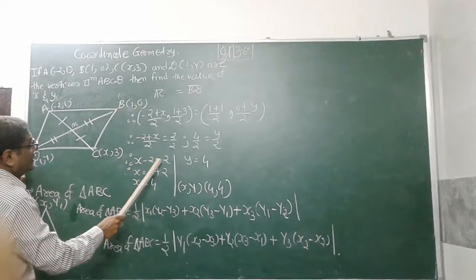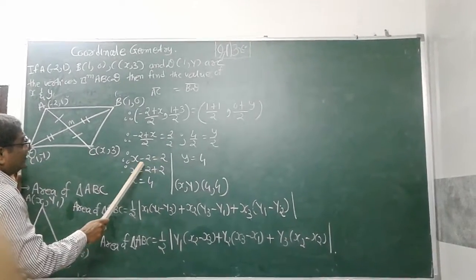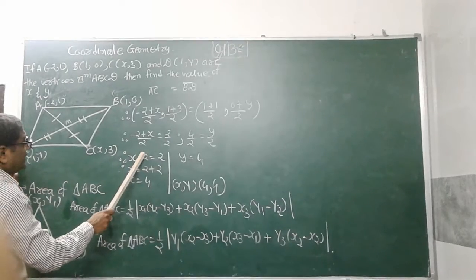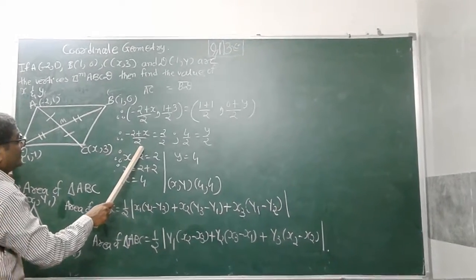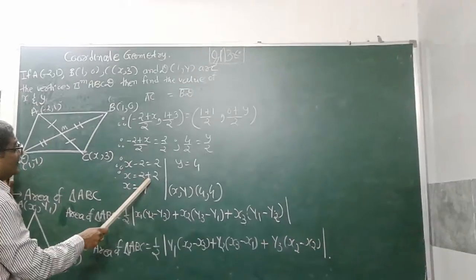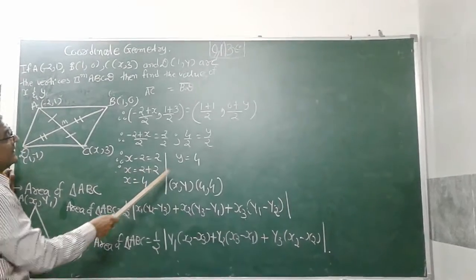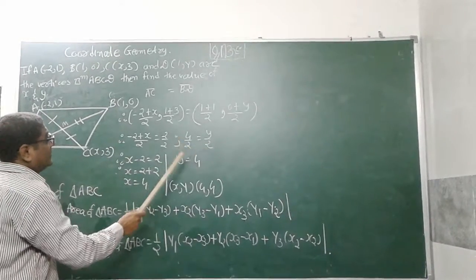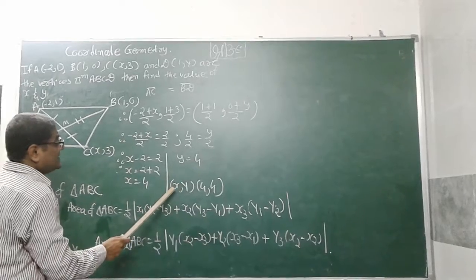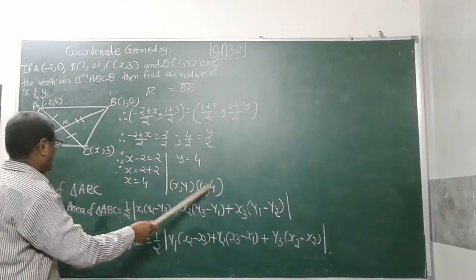So x minus 2 is equal to 2. Therefore x is equal to, according to application of linear equation, minus 2 shifts from left to right and becomes plus, so x is equal to 4. For y, the 2 cancels out, so y is equal to 4. Hence the value of x and y is equal to 4.